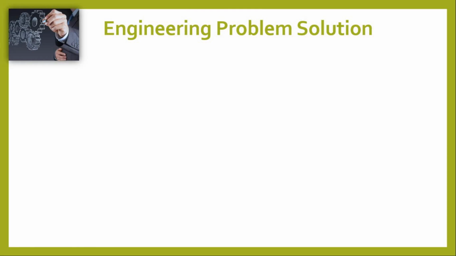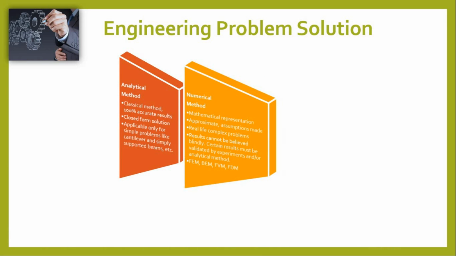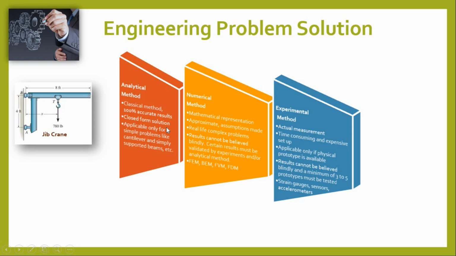First we will discuss the engineering problem solutions. There are three basic methods to solve any engineering problem. The first is the analytical method, another is the numerical method, and the next is the experimental method. The analytical method is a 100% accurate classical method which gives closed-form solutions and is applicable for simple problems like a cantilever beam or a simply supported beam. You can take the example of a jib crane; this is like a cantilever beam. When the problems are simple, we can easily find the output of that problem by using the analytical method.